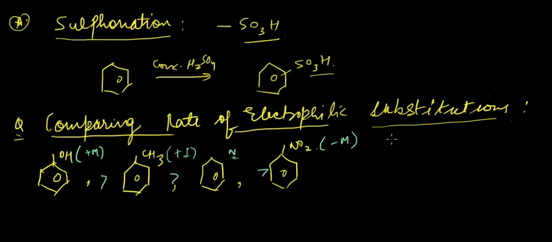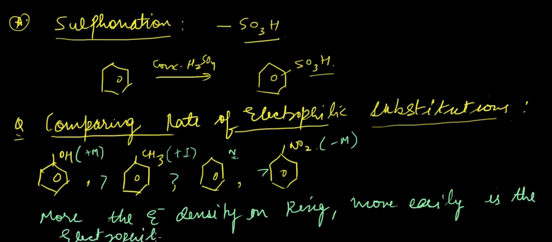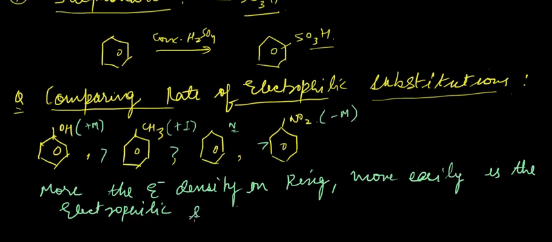So the more the electron density on the ring, the more easily the electrophilic substitution of that ring occurs. Let me write it down. More the electron density on ring, more easily is the electrophilic substitution.